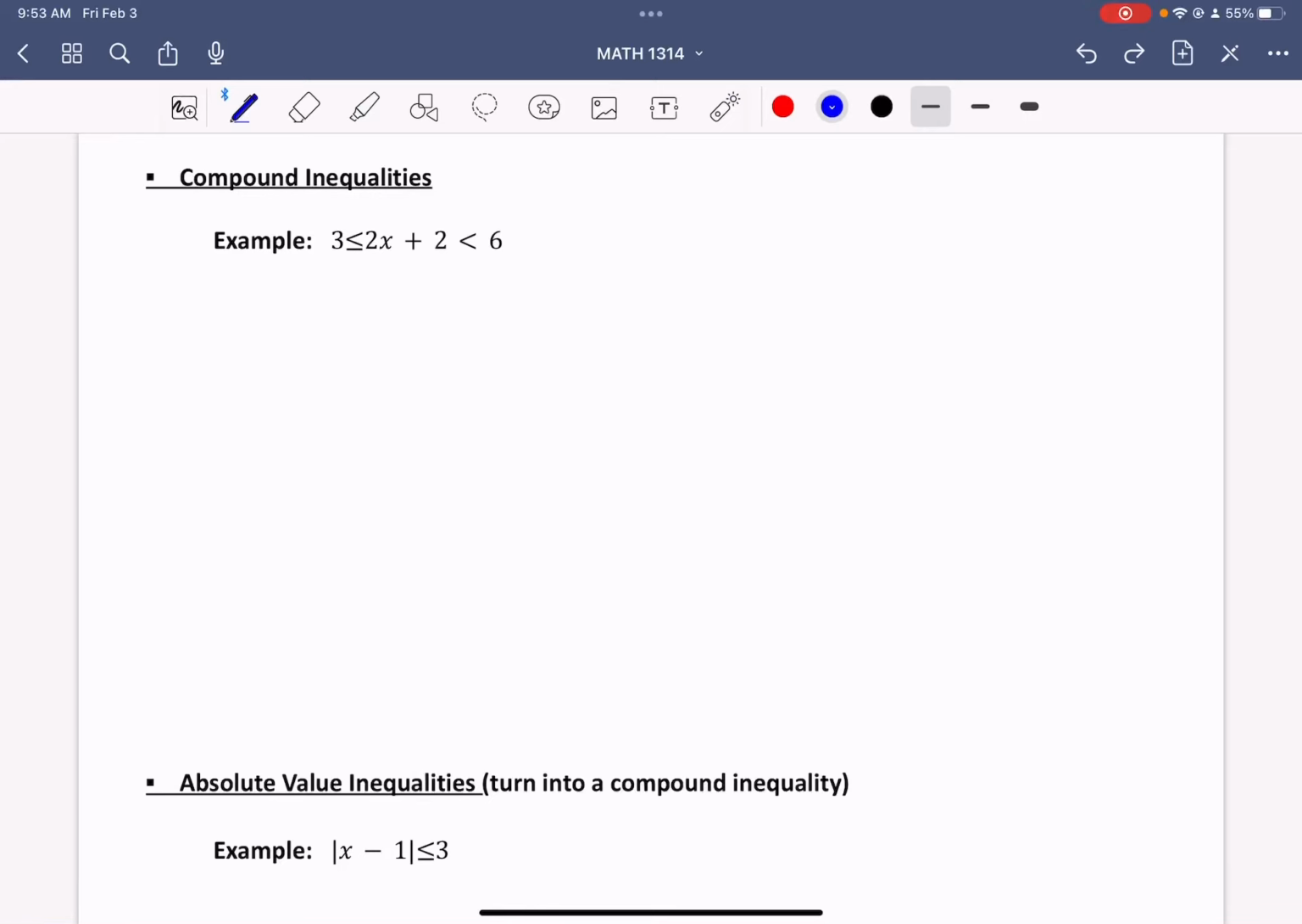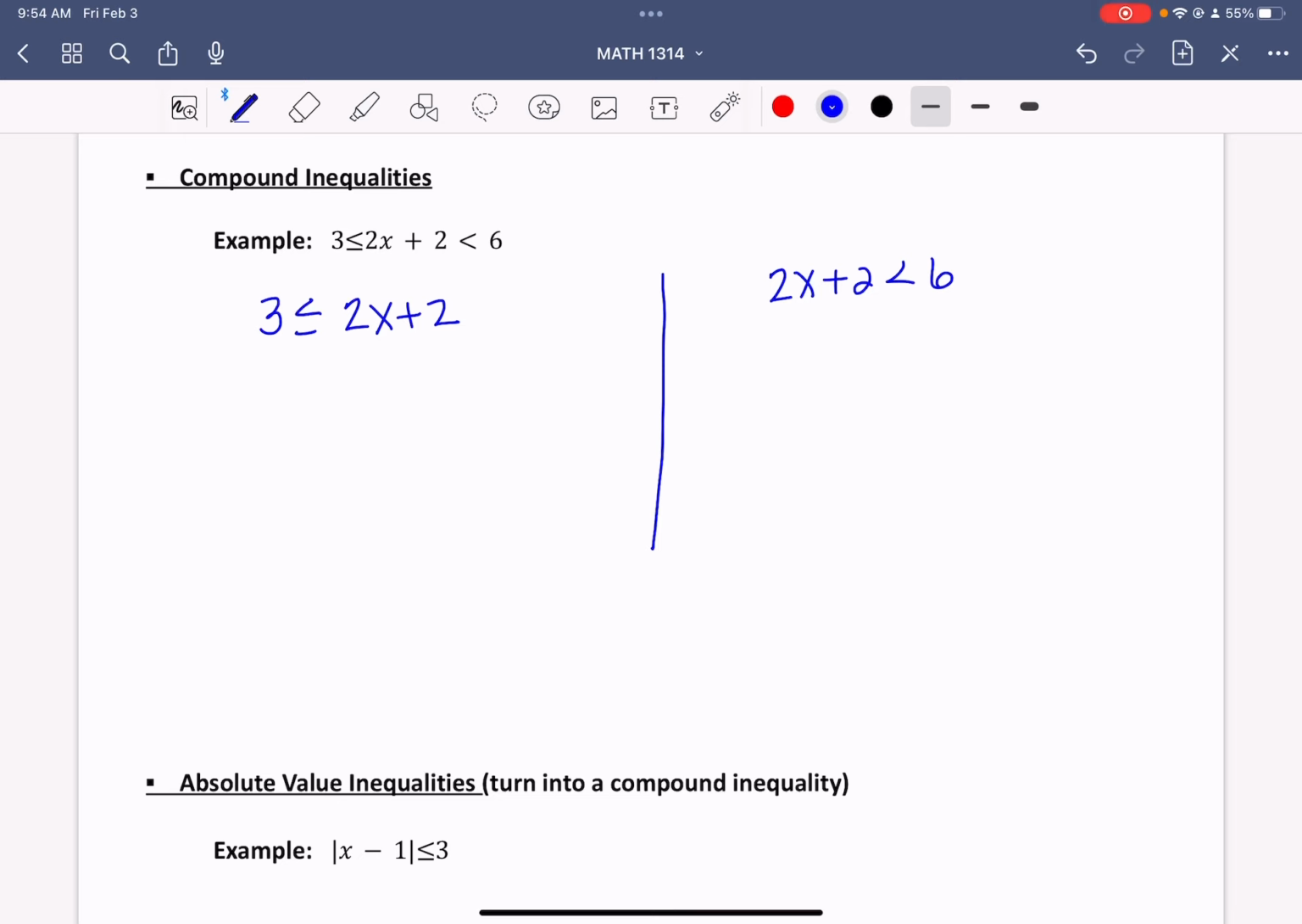Compound inequalities. When we're looking at compound inequalities, we're going to take what we did with linear inequalities and just build upon that concept. When you're looking at a compound inequality, we can take two approaches. This is two linears being put together. So I could take this situation and say, well, let's do 3 is less than or equal to 2x plus 2. And then let's do 2x plus 2 and make it less than 6.